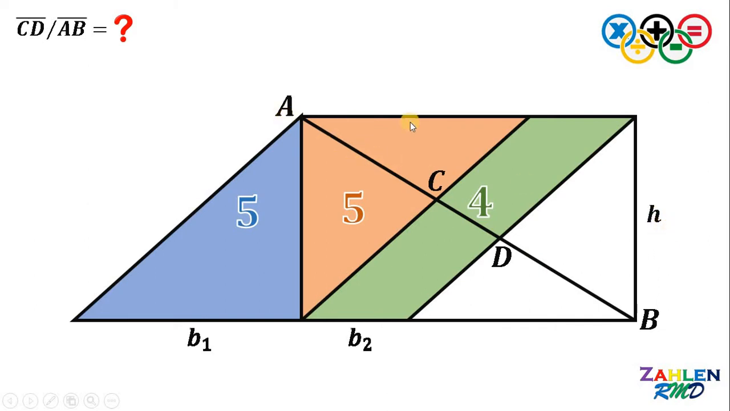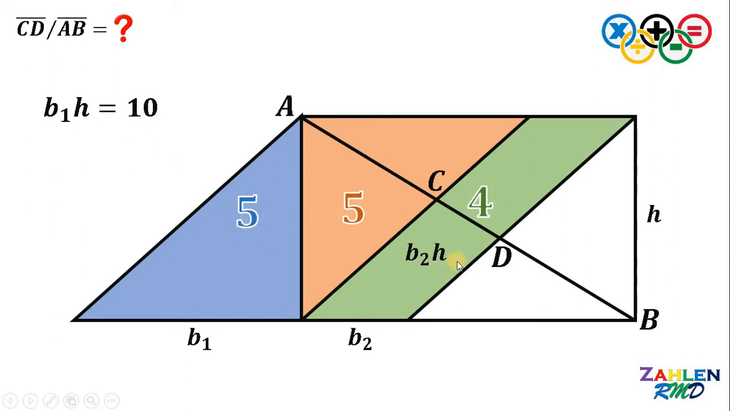Now the area of a parallelogram must be equal to base times height. Therefore, the area of this parallelogram, the combination of 2 right triangles, must be equal to base sub 1 times h. And the area of this green region can be written as base sub 2 times h. Now, we know the value of base sub 1 times h. This is just equivalent to 10 because 5 plus 5 will give us 10.